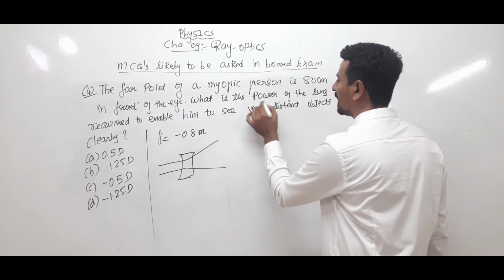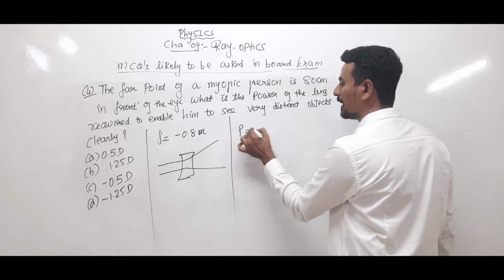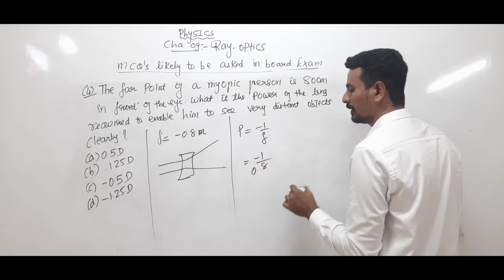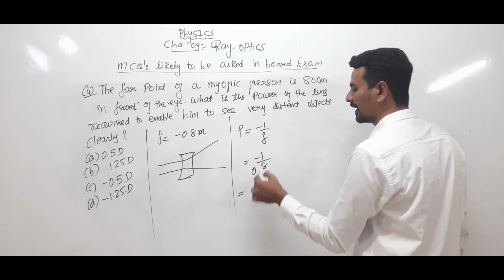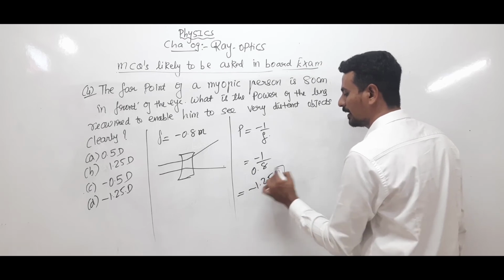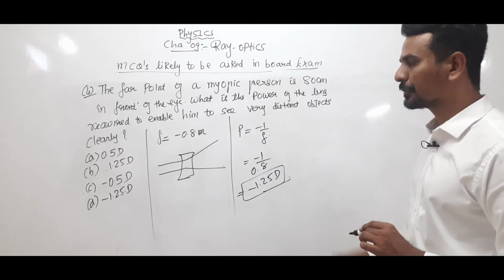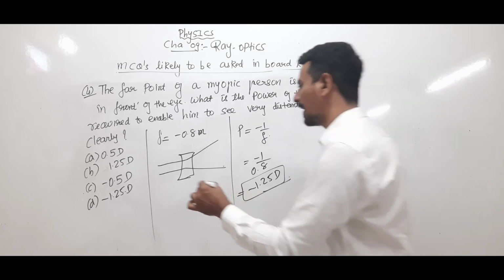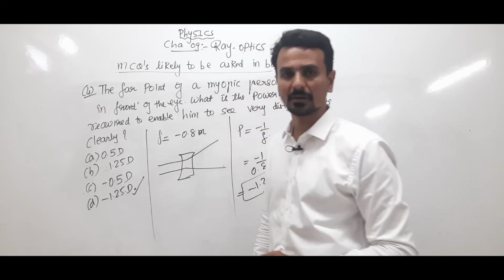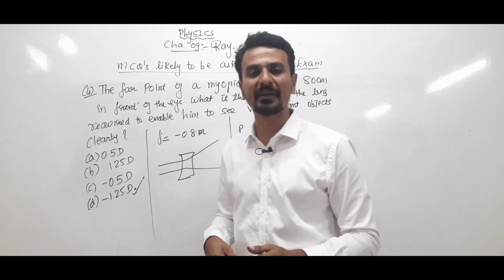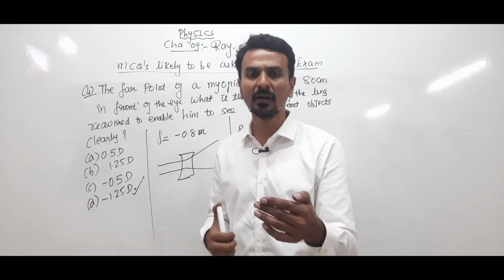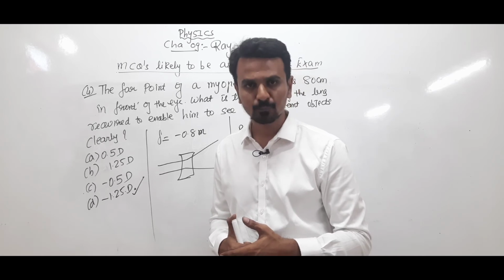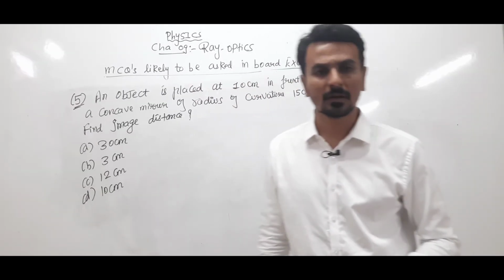For a concave lens, focal length is negative, so power will be 1 by f, so that will be minus 1 by 0.8. Clear? 10 by 8, so it will be minus 1.25 diopter. So he will have to use a concave lens of minus 1.25 diopter power. So that means D is the correct option. Clear? Myopic person means a person having nearsightedness. That means he will be able to see nearby objects, and he will not be able to see far away objects. Clear? Fine. The next one.